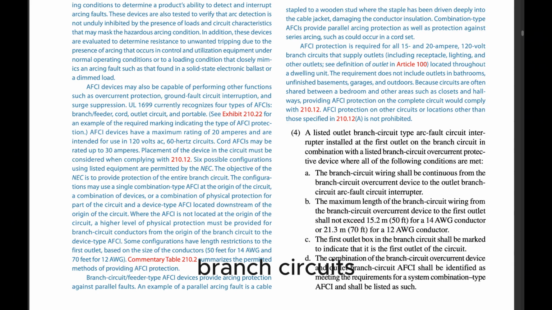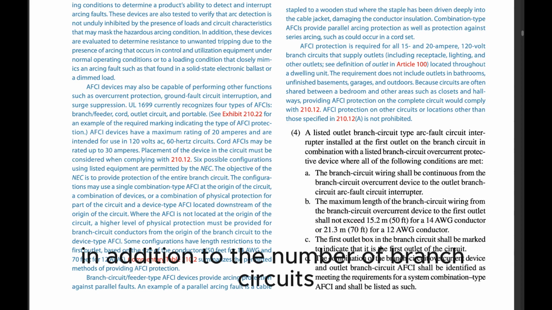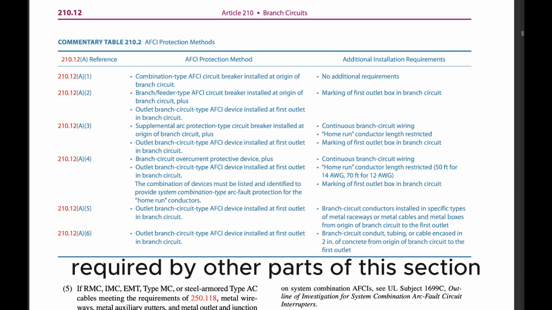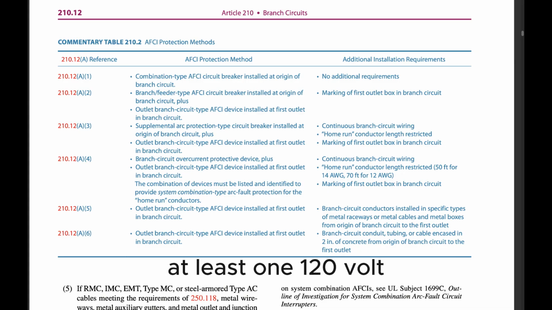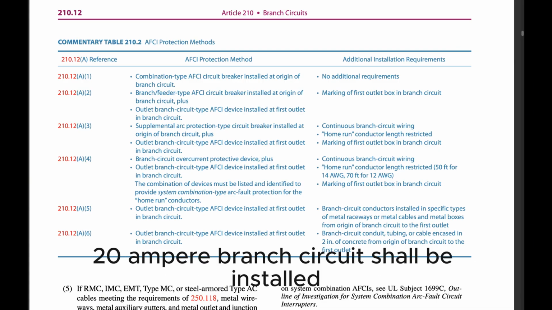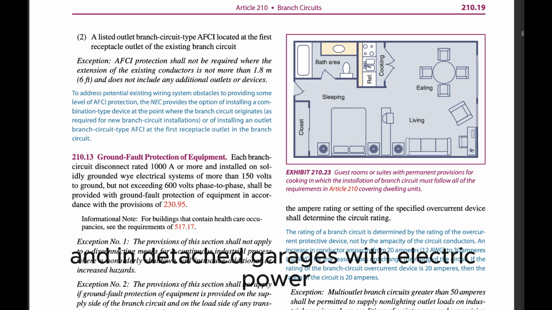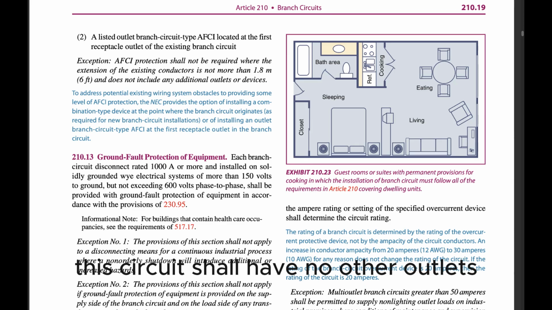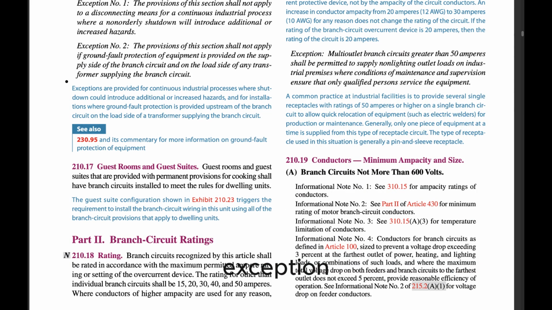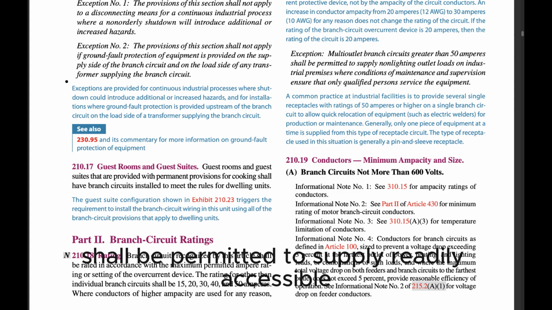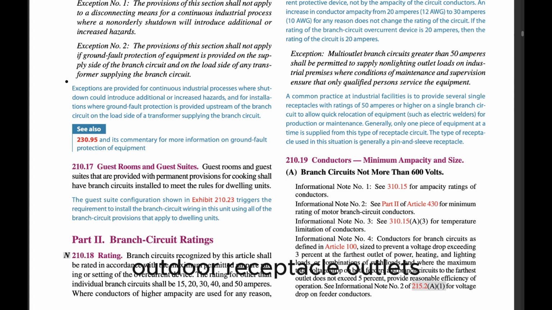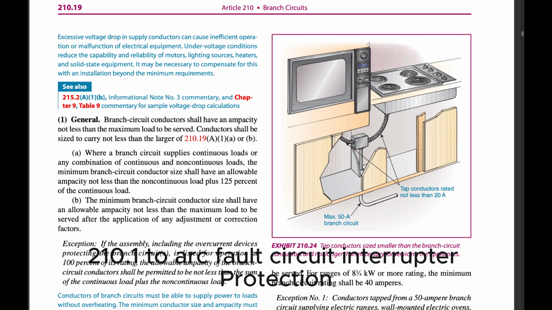And for garage branch circuits, in addition to the number of branch circuits required by other parts of this section, at least one 120-volt, 20-ampere branch circuit shall be installed to supply receptacle outlets in attached garages and in detached garages with electric power. This circuit shall have no other outlets. Exception: This circuit shall be permitted to supply readily accessible outdoor receptacle outlets.